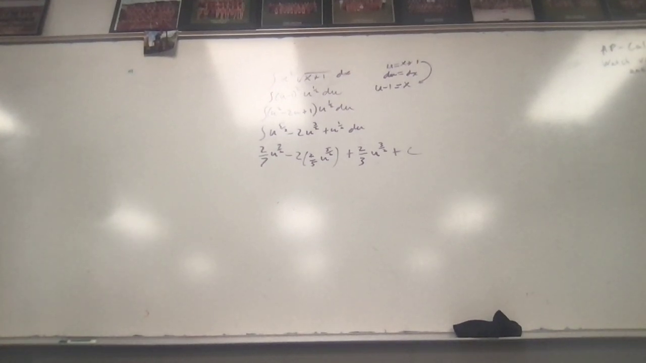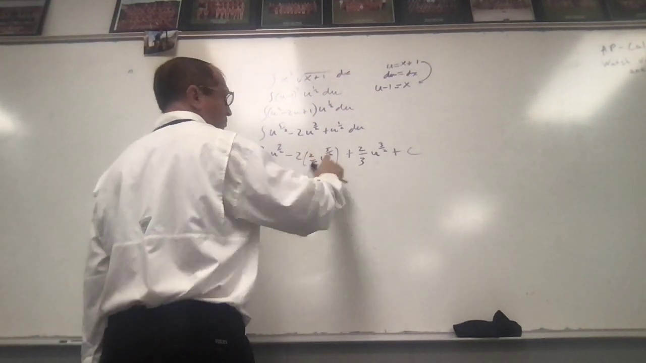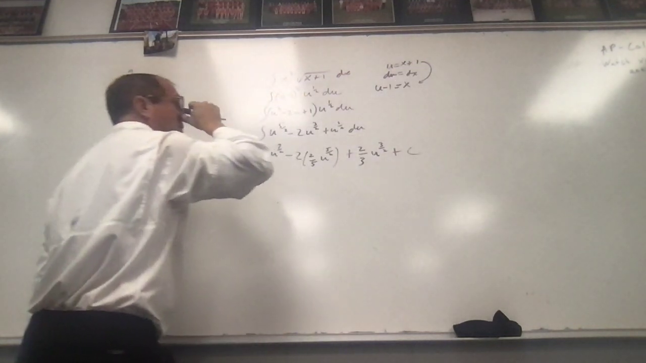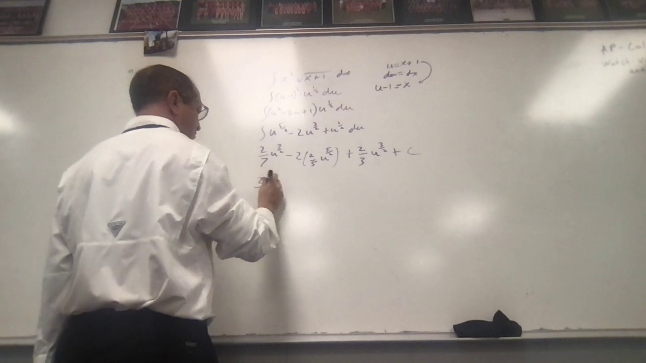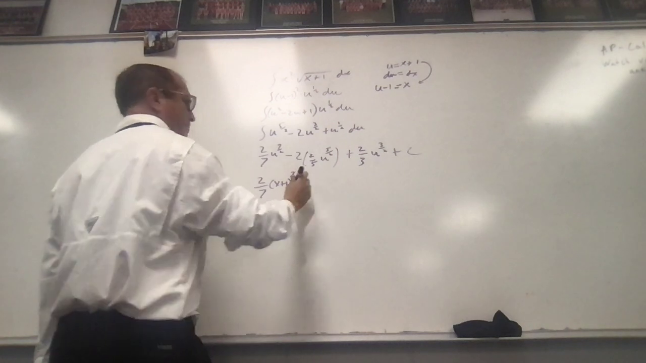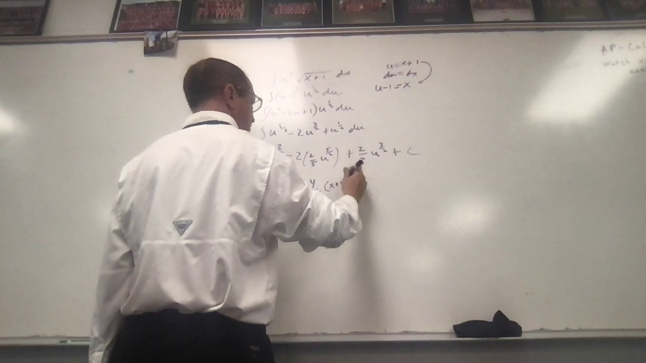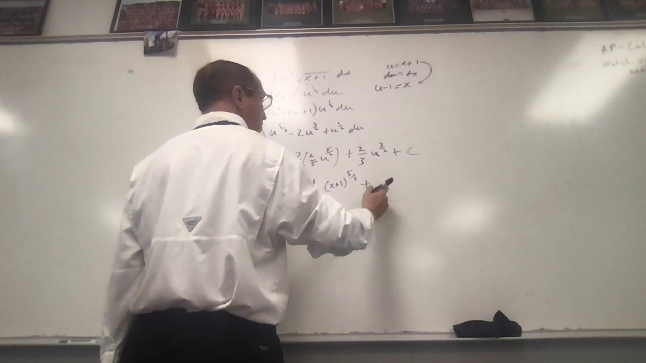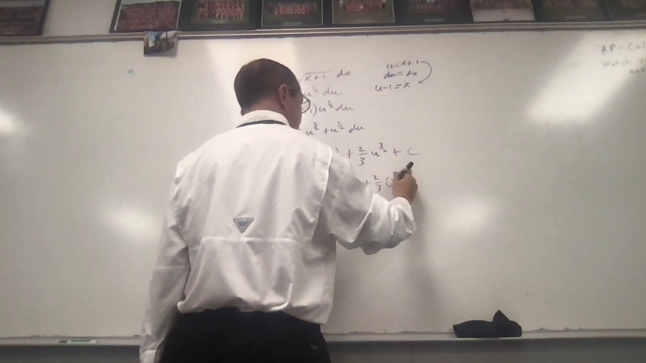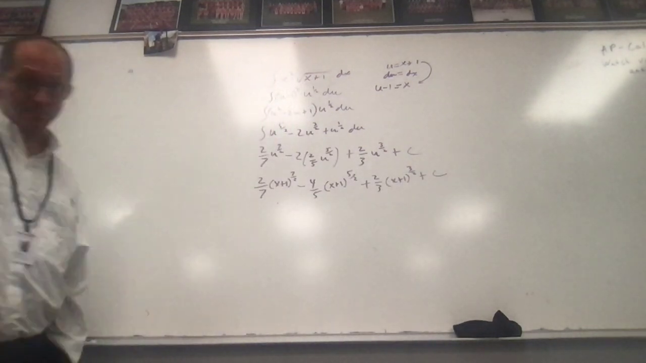Okay. So we can clean up, I'm going to combine two things. I'm going to clean up this right here, and in the same step, I'm going to let my u value be x plus 1. So I have 2/7 times x plus 1 to the 7/2 minus 4/5 x plus 1 to the 5/2 plus 2/3 x plus 1 to the 3/2 plus my constant. And I'm done.